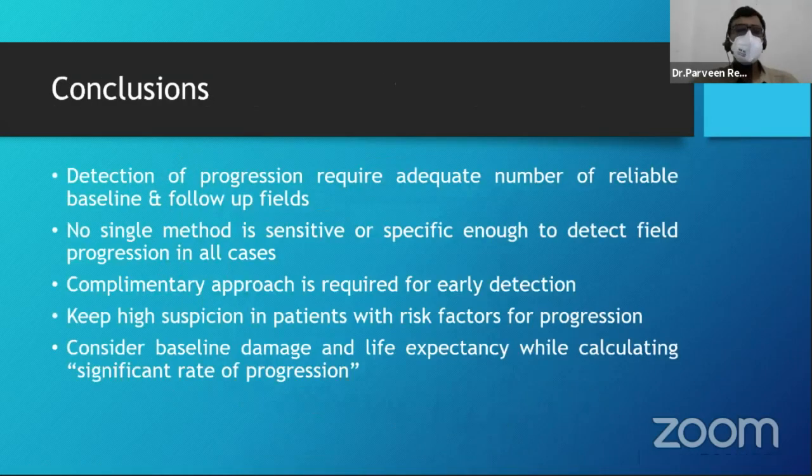To conclude, detection of progression requires an adequate number of reliable baseline and follow-up fields. No single method is sensitive or specific enough to detect field progression in all cases. A complementary approach is required for early detection. Keep high suspicion in patients with risk factors for progression, and consider baseline damage and life expectancy while calculating the significant rate of progression.